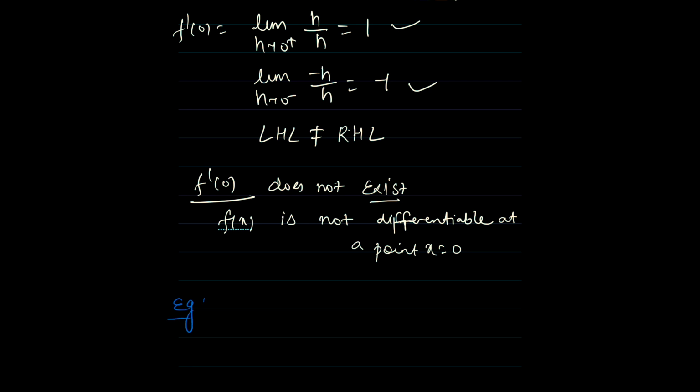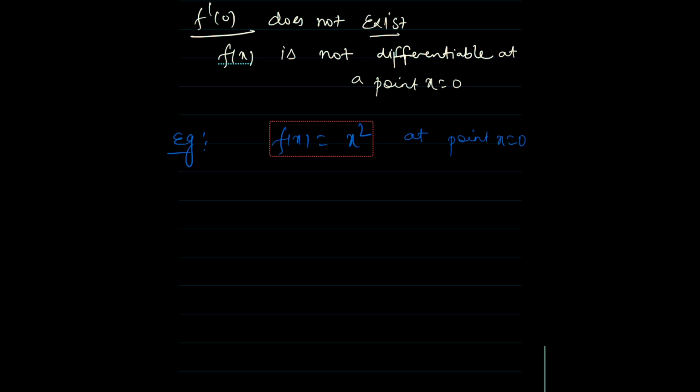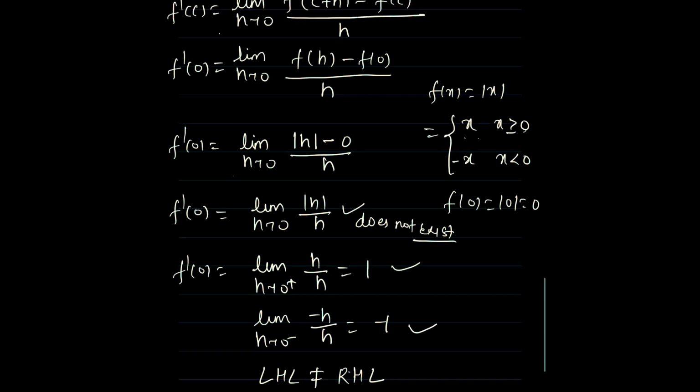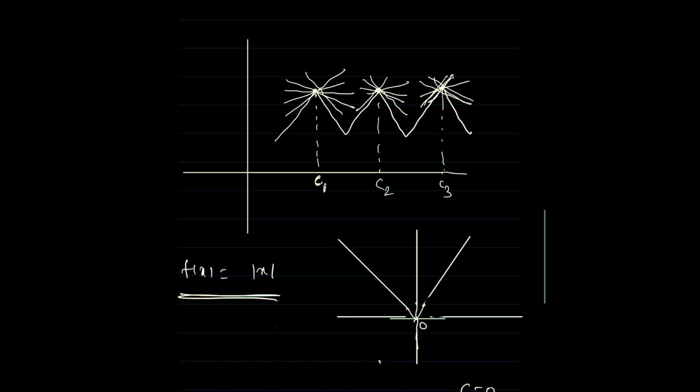We can also consider further examples, like f of x equal to x square at the point x equal to 0, and check whether this function is differentiable or not at x equal to 0. So basically, the function fails to be differentiable where this type of cusp occurs, where infinitely many tangents exist. So we can say that at that point the function is not differentiable.